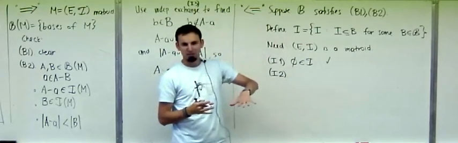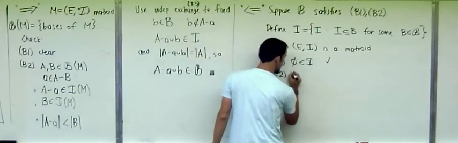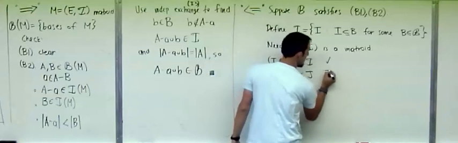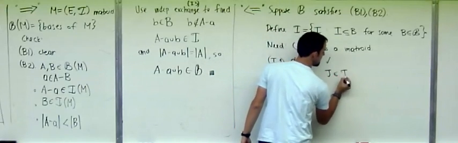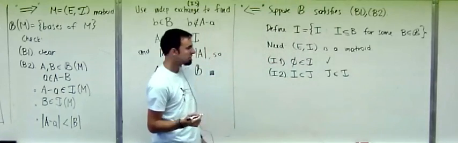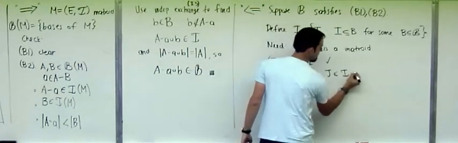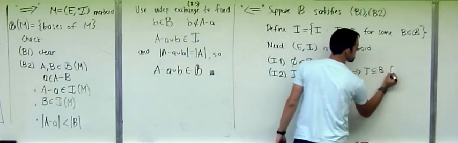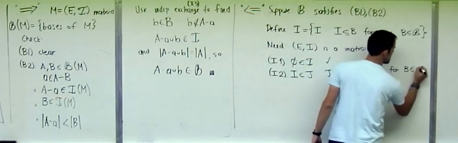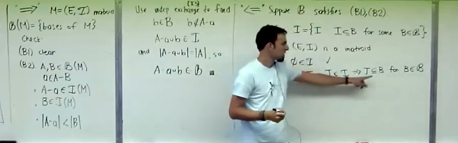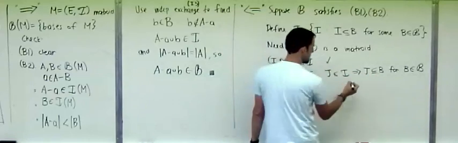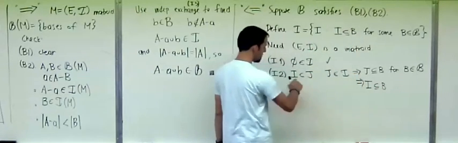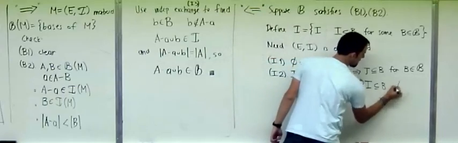I2 is this kind of hereditary property of independence, that if you have I contained in J, and J is independent, then you have to show that I is independent. Well, this is easy also, because if J is independent, that means, by definition, J is a subset of a basis. And if J is a subset of this basis, then I is also, because I is a subset of J. So I just showed that I is a subset of some basis, and therefore I is independent.